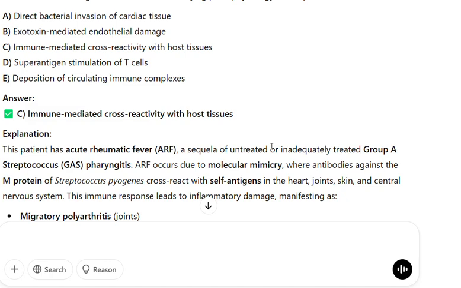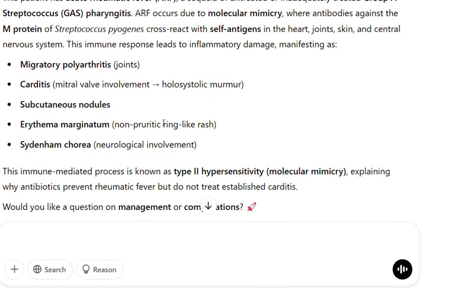This immune response leads to inflammatory damage, manifesting as migratory polyarthritis in the joints, carditis with mitral valve involvement and a holosystolic murmur, subcutaneous nodules, erythema marginatum, a non-pruritic ring-like rash, and Sydenham chorea, which is neurological involvement. This immune-mediated process is known as type 2 hypersensitivity, molecular mimicry, explaining why antibiotics prevent rheumatic fever but do not treat established carditis.